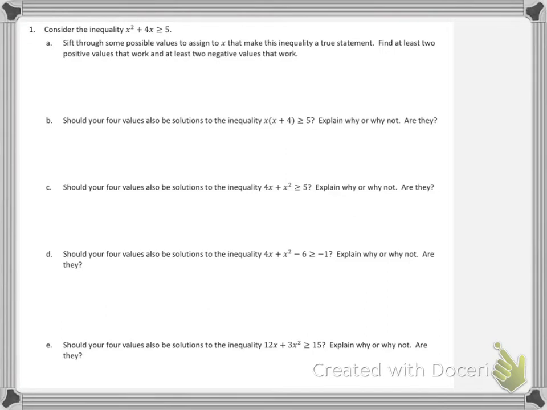Okay, today we're dealing with inequalities, so we're going to consider the inequality x squared plus 4x is greater than or equal to 5. And we're just going to try to come up with some values that make it true. So we want at least two positive values that make the statement true, and at least two negative values that make the statement true or false. All right, so here we go. I'm going to try.